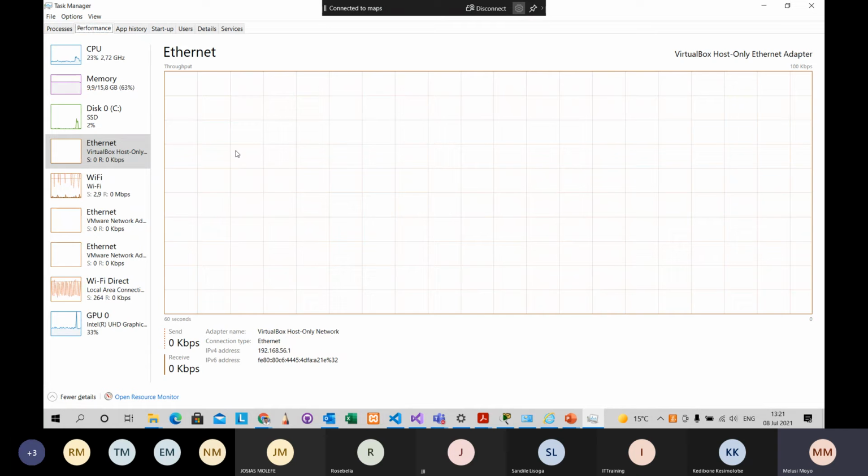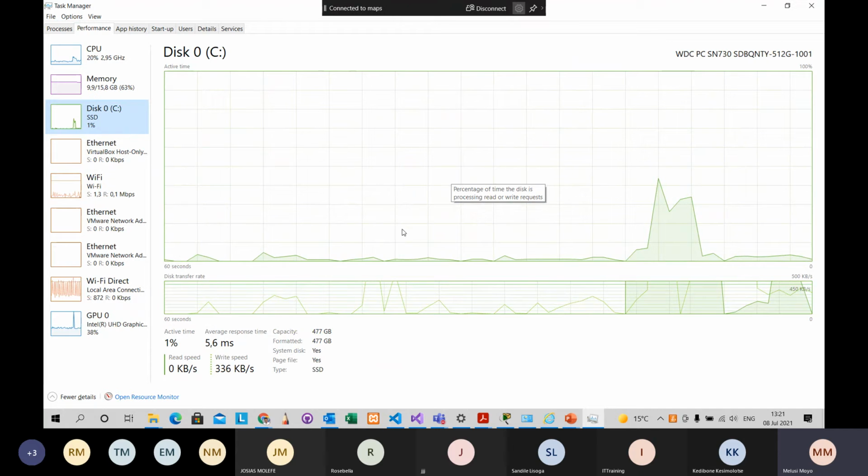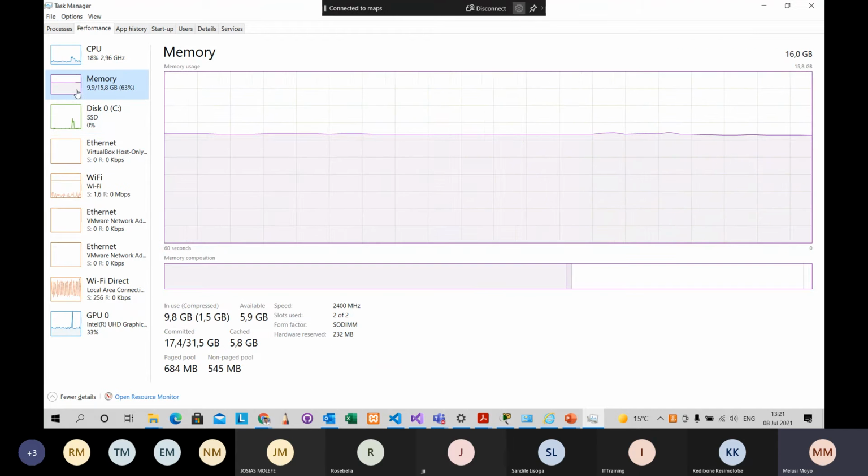And then performance, you can see if I want to focus on disk, I can see how much disk is taken from a machine. There's a percentage there. And then memory, you can see how much memory is being taken from the CPU. And then you can see available is 5.9, you can see in use, compressed, and then speed is 2.4 megahertz. And then form factor. So we're going to talk about the different types of RAM. We have the form factor, the SODIMM, and then we have the DIMM. And then we're going to break it down. What does that mean? The SODIMM and then the DIMM.